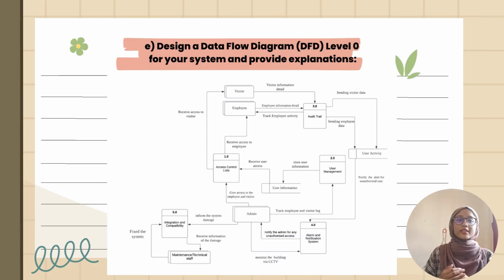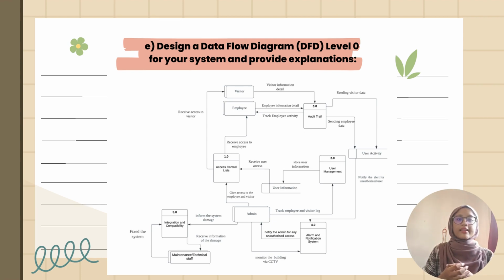At a high level, the access control list process gives employees and visitors access to certain regions of the building by defining several levels of access control for each user category. The user management process manages user accounts and access levels in the system. It involves creating and maintaining user accounts, assigning appropriate access levels to users, and managing user access to various areas of the building.